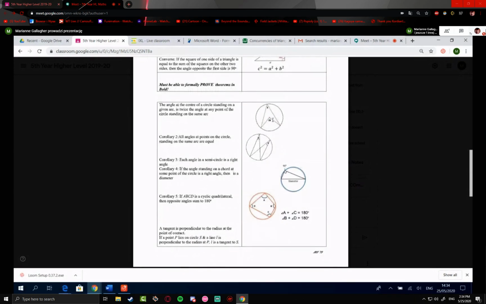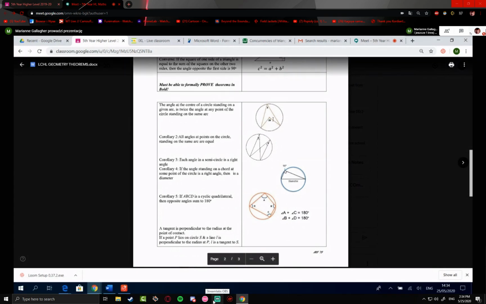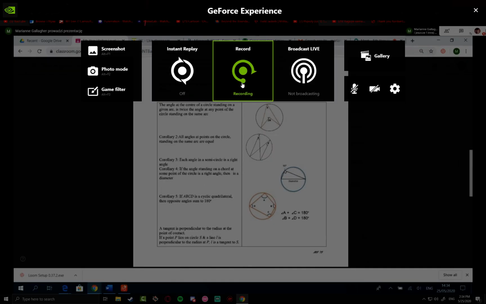Yeah, the angle at the center is always double the angle at the edge. So if you have an arc and you draw an angle to the middle, and then standing on the same arc, you go to the edge, the one in the middle is twice the one at the edge.